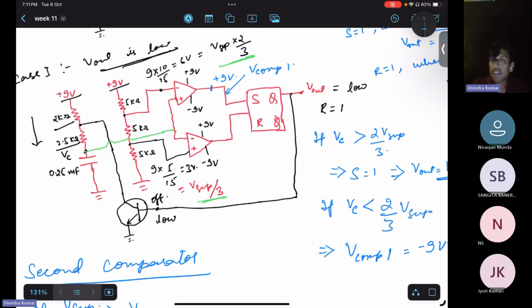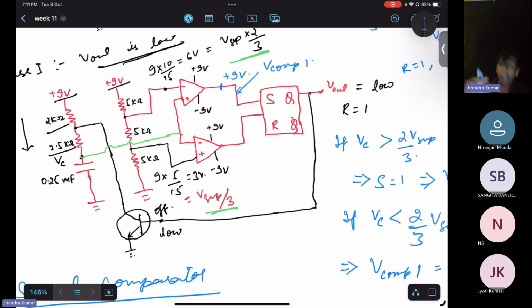Second comparator non-inverting terminal is not connected. Oh yeah, NS. Yeah, I was able to observe at that time, so I connect. Thanks for letting me know.